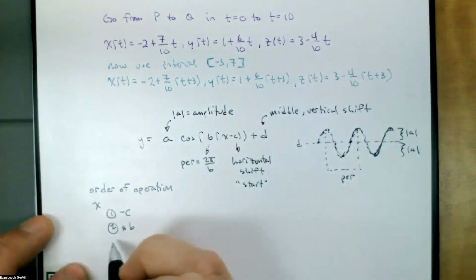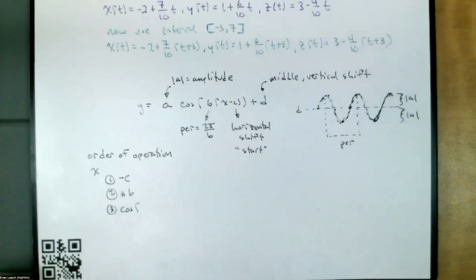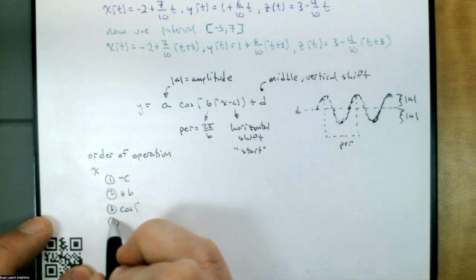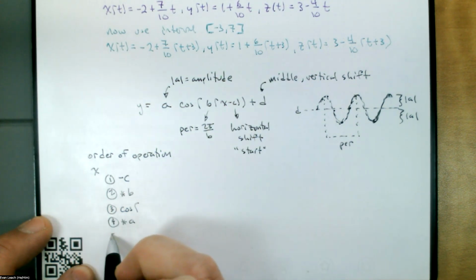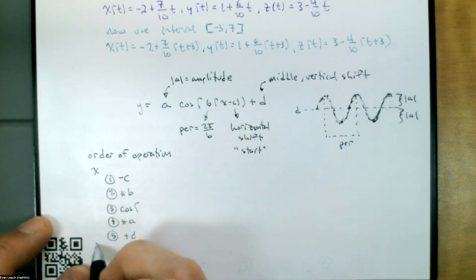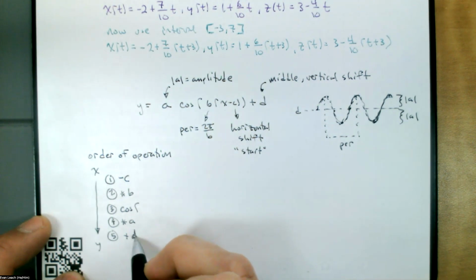We apply the cosine. After we apply the cosine, what comes next? Multiply by A. And finally, add D. And we end up at Y. This is the order of operations that turns X into Y.